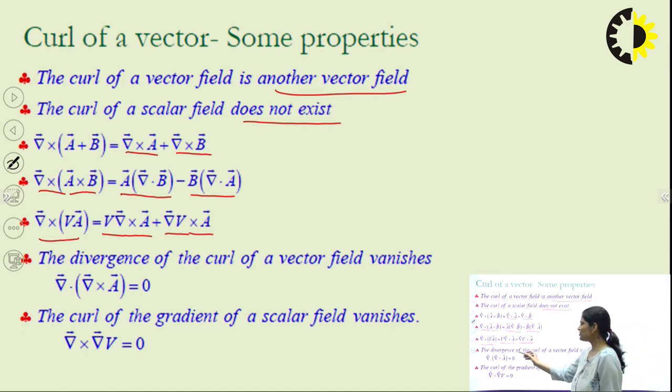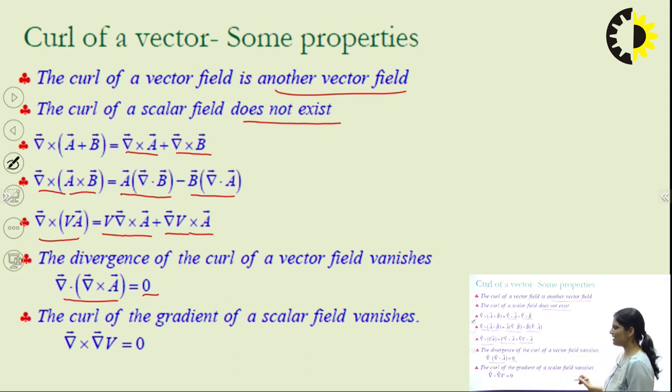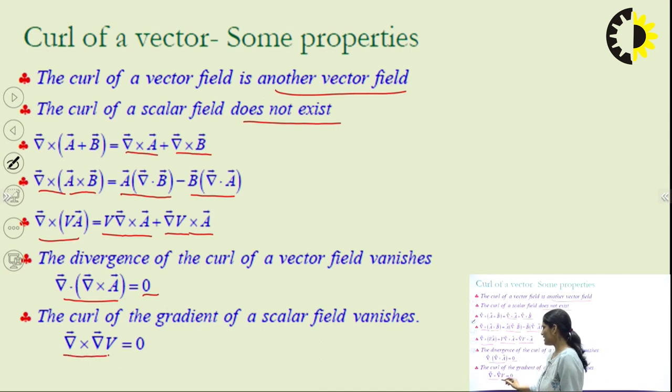Now divergence of the curl of a vector field vanishes, del dot del cross A is equal to 0, and curl of a gradient of a scalar field vanishes, del cross del V is equal to 0. So these are the properties of a curl of a vector.